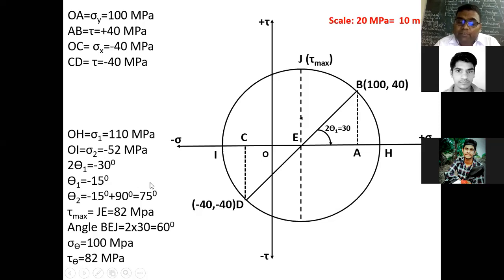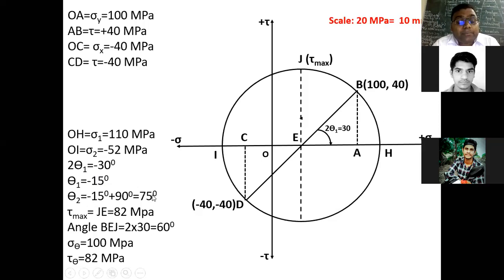Understood? Then how to calculate theta 2? That's as simple. Just add 90 degree. You just add that 90 degree to theta 1, you will get theta 2. It will be 75 degree.